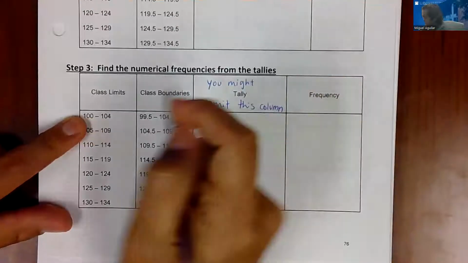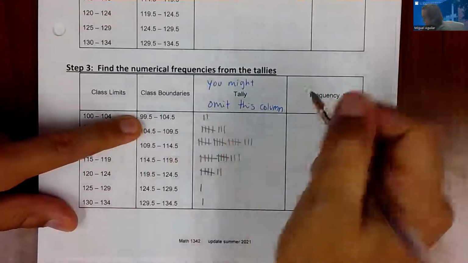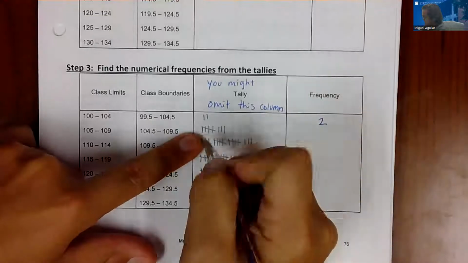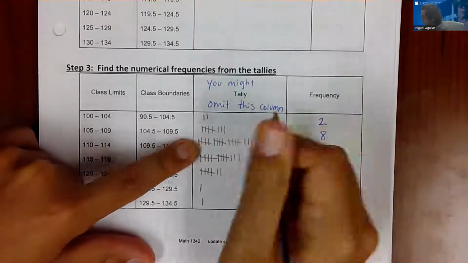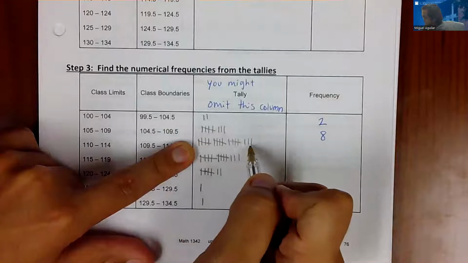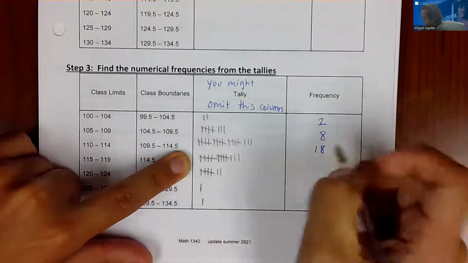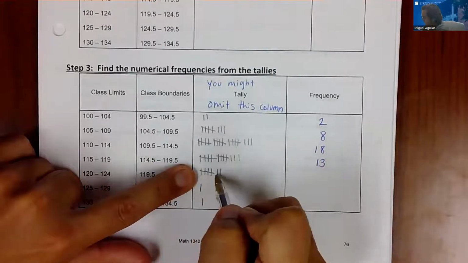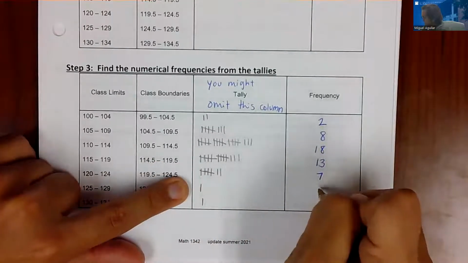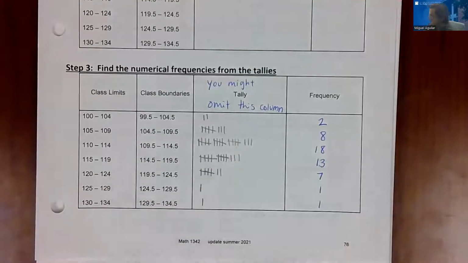The frequency of data points that fall in these class boundaries is 2. Then this should be 5, and that is 8. This is 5, 10, 15, and then 3 more, which is 18. 5, 10, and then 3 more, so that's 13. 5, and then 2, that's 7, and then we have 1 and 1. Is everybody okay with that? Yes. Cool.